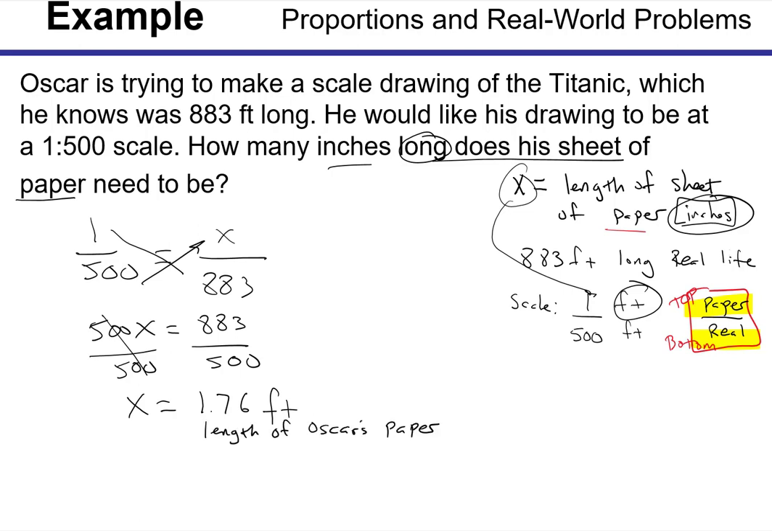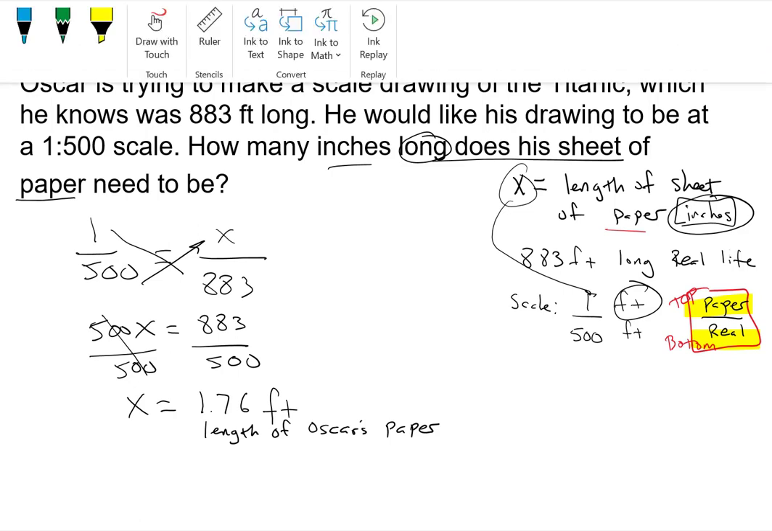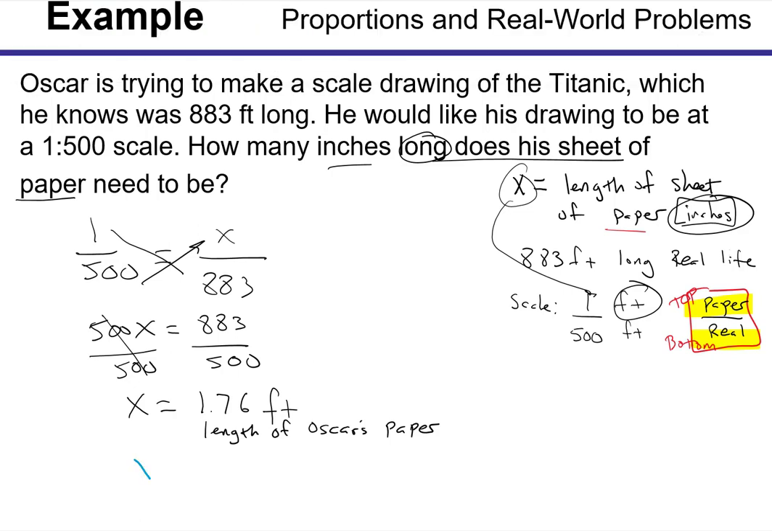So our scale was 1 foot to 500 feet, which forced our X to be an answer in feet. And now we do have the X answer, but it's not quite finished because how many inches of paper is this? So we have to do another little bit of math conversion here, and that's easy to do because we know that there are 12 inches in a foot. So there's a ratio. We can make a unit conversion.